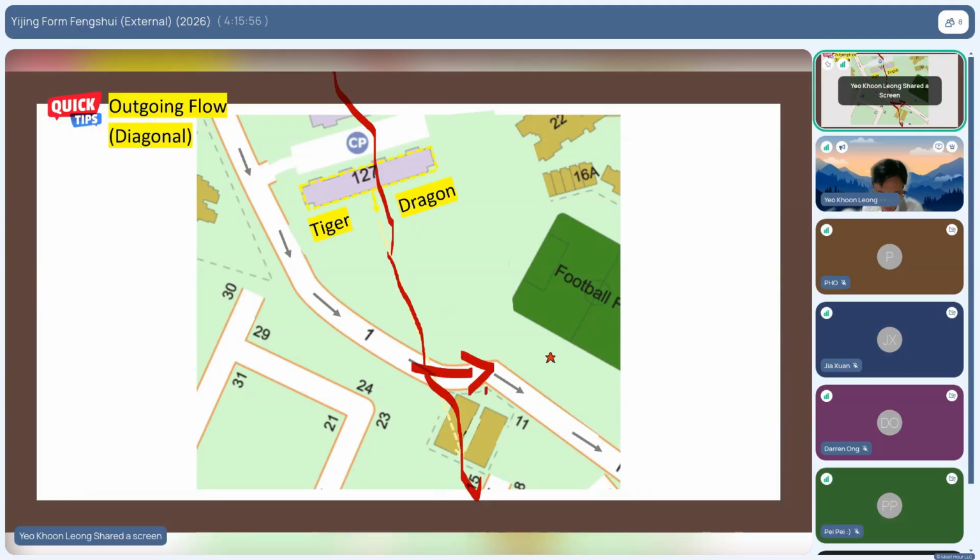Now, what is this formation? This is called outgoing flow bracket diagonal. 斜飞水. In this case, it is right flowing to the left. Now, what does this mean? Qi is not just leaving, it is draining away diagonally. And sometimes it can make it harder to control, harder to retain. Now, real life translation. Very straightforward. Lose money, high spending, right?